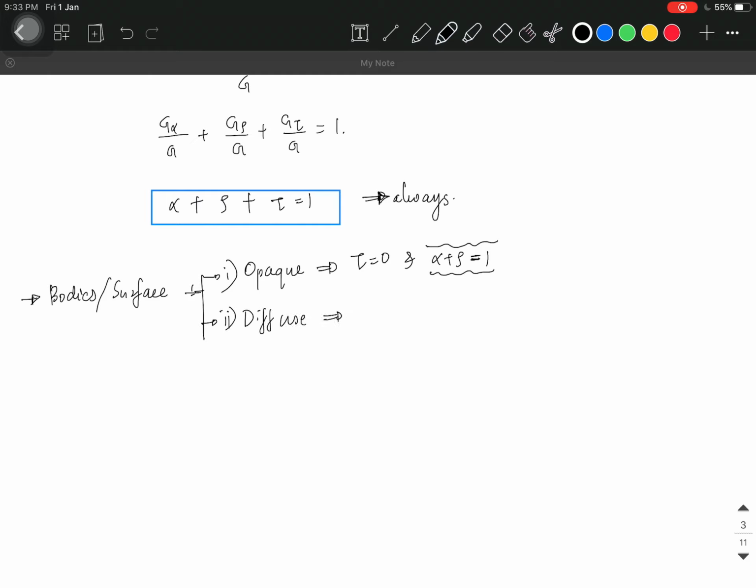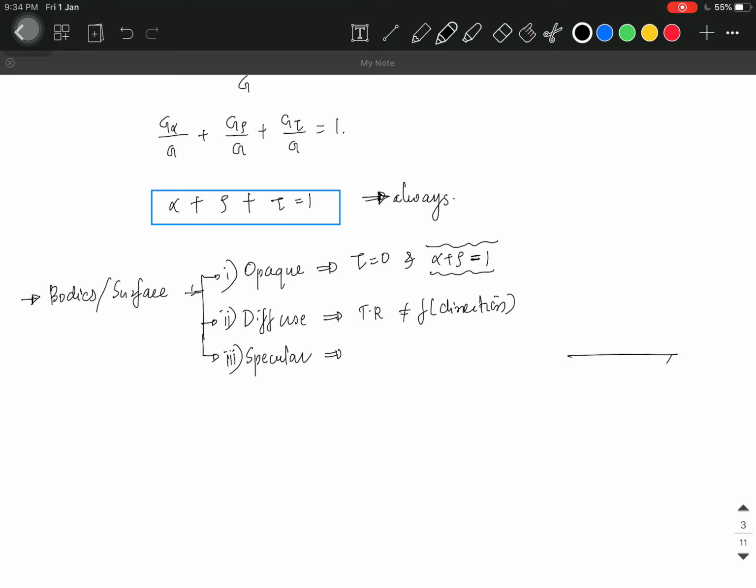Okay, so that is the opaque body, and then we have the diffuse body or diffuse surface. A diffuse surface is one where thermal radiation is not a function of direction. That is, in every direction the thermal radiation, whether emitted, incident, or emitted plus reflected, will be the same. That type of body or surface is diffuse.